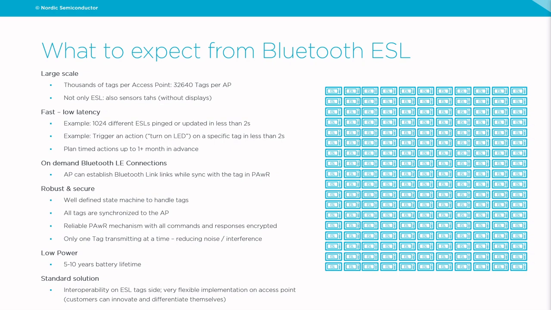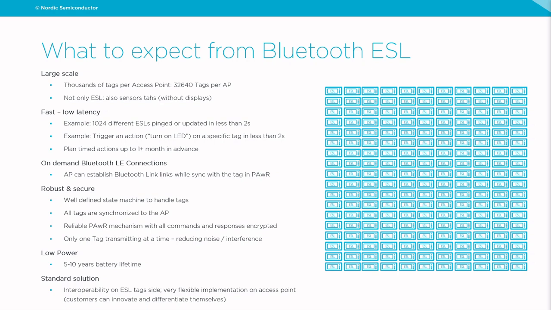With Bluetooth ESL, the system is fast and we can meet the latency requirements from the retail industry without compromising power consumption. Just as an example, in less than 2 seconds, you can request 1,000 different tags to change display image. Or in less than 2 seconds, we can trigger an LED to start blinking. Another cool feature is that you can plan actions in advance on the tag side. For example, you can tell a device to perform an action in 1 week or 1 month in advance.